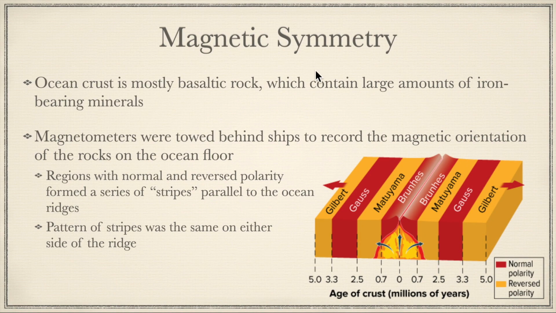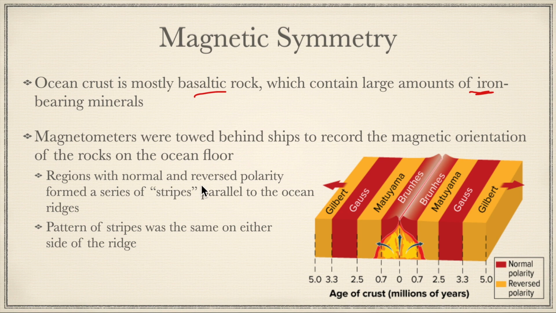Now, magnetic symmetry. So the ocean crust is mostly basaltic rock, and basalt tends to have large amounts of iron-bearing minerals, which basically makes it perfect for recording these magnetic reversals. Now, magnetometers, which we talked about before, are devices that measure this magnetic field, and we tow these behind ships to record the magnetic orientation of the rocks on the ocean floor.